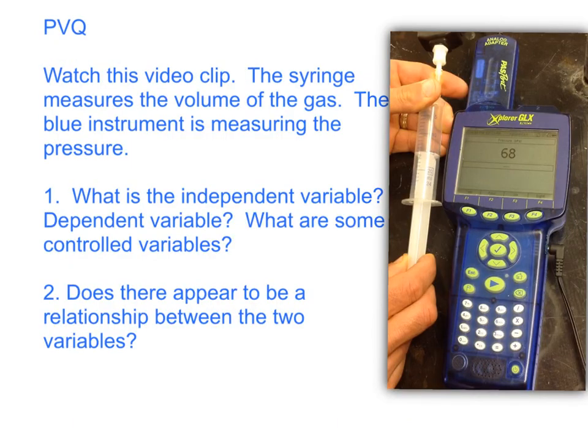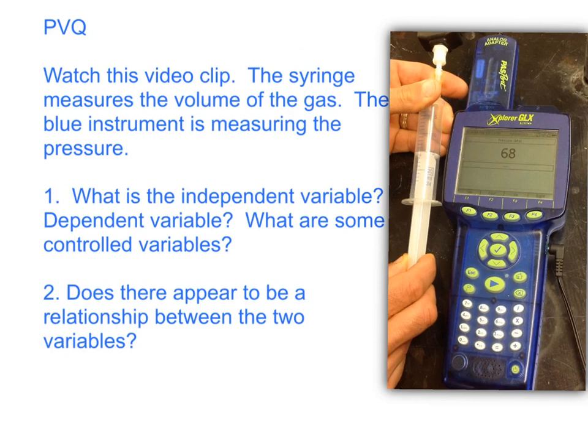Right, so for our post-video questions for this experiment, we're going to do something a little different. We've recorded a little video clip, and just to make sure you understand what you're looking at, the syringe in the video clip has a trapped amount of gas. It's air. And then the hose at the end of the syringe is hooked up to a sensor that can sense the pressure. And we're getting a readout on the screen of the blue device that's showing us units of pressure. You don't even need to worry about what the units are, but the bigger the number, the more air pressure.